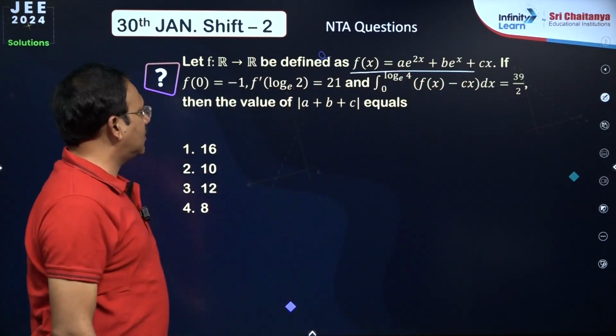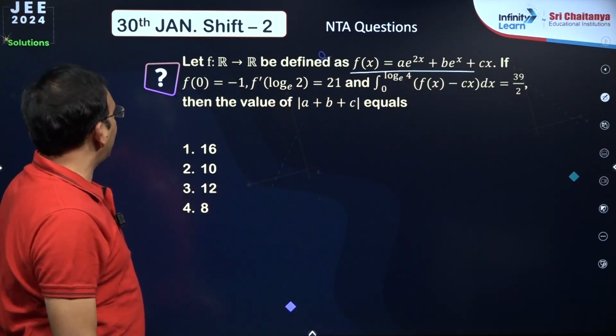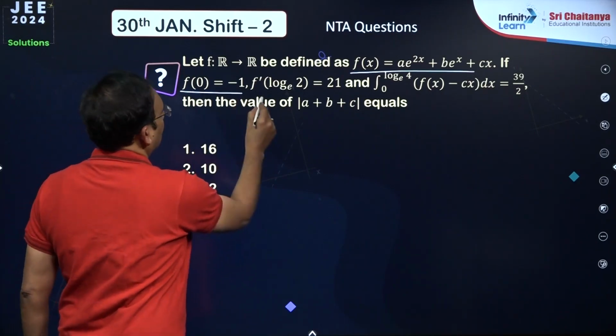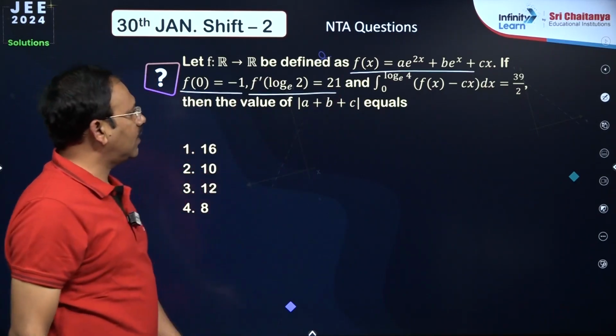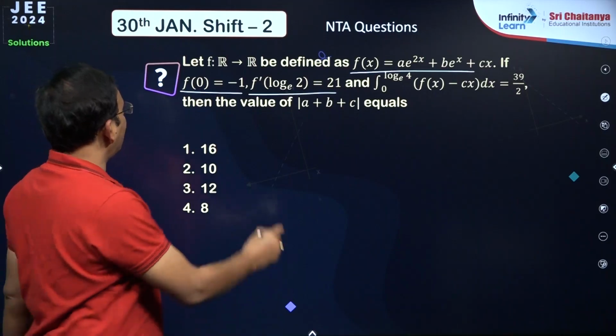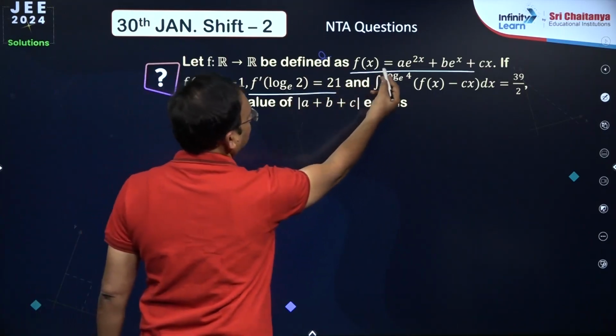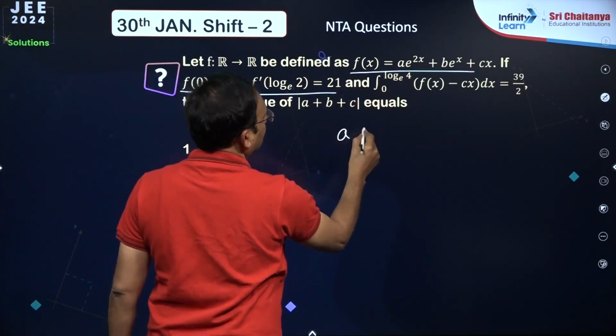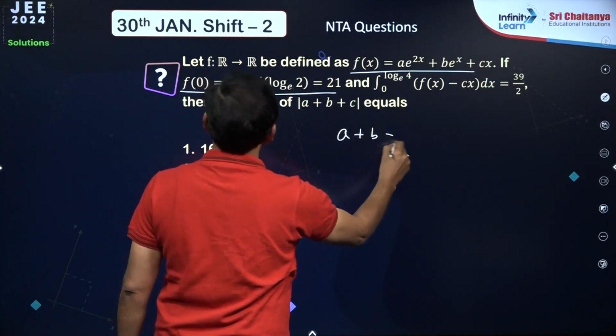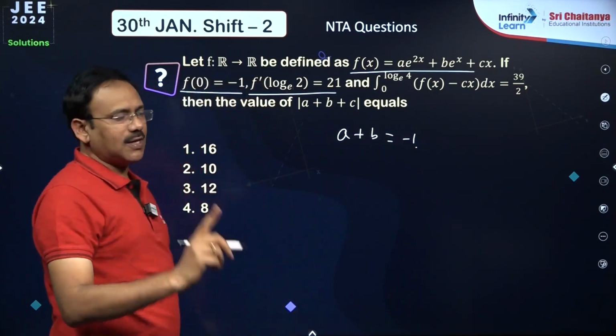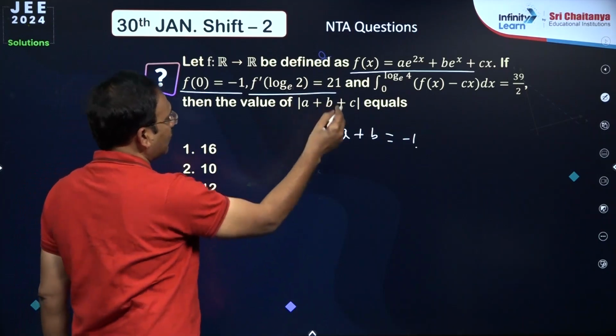Next, f is a function given, f of x is like a e power 2x plus b e power x plus c, where a, b, c are given. If f of 0 is minus 1 and f dash of log 2 is 21, we need to find this. My dear friends, f of 0 is minus 1 in the sense put x is equal to 0, you will get a plus b value to be minus 1. One equation connecting a and b. Now f dash of log 2.